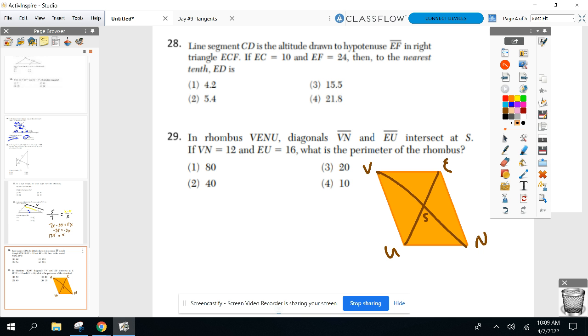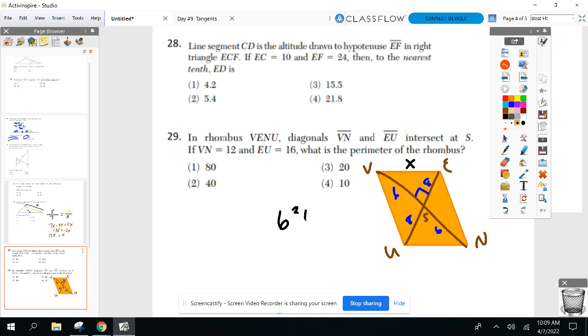Scott, one. They form right angles. They are perpendicular. That'll come into play. And one more. Molly? Diagonals bisect. Yep, so this one, VN of 12, 6 and 6. This one is 16, 8 and 8. And you're trying to find the perimeter. If I find one side, do I know them all? All sides congruent. How can I find that side?